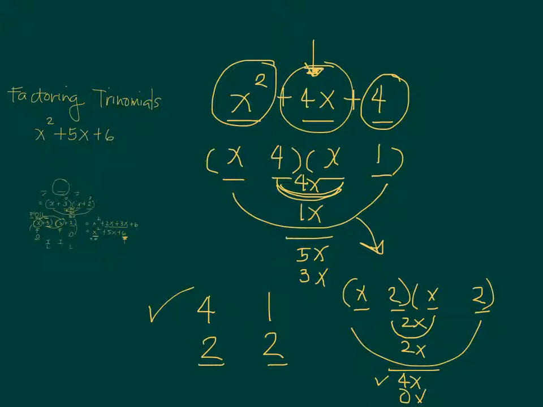Now, to determine the signs, if you need a positive 4, it's either you have negative and negative to make a positive 4. But if we make them negative and negative, then 2x will become negative 2x, and the other 2x will become negative 2x, which will result to a negative 4x. So we don't use negative 2 and negative 2. And the other option should be a positive 2 and a positive 2. This makes the outer and the inner as positive 2x. Okay, so the correct factored form of x squared plus 4x plus 4 is x plus 2 times x plus 2.